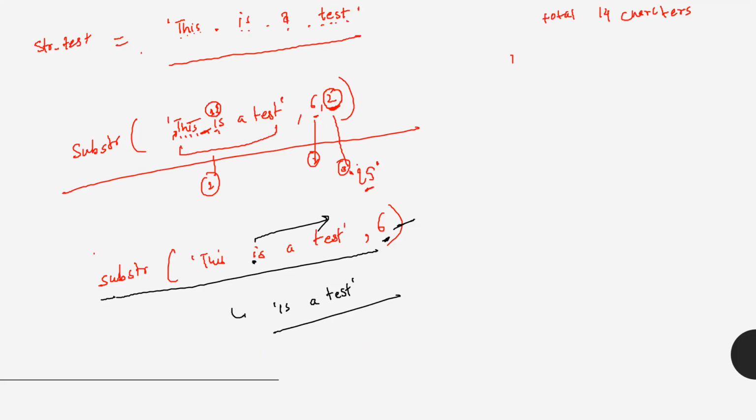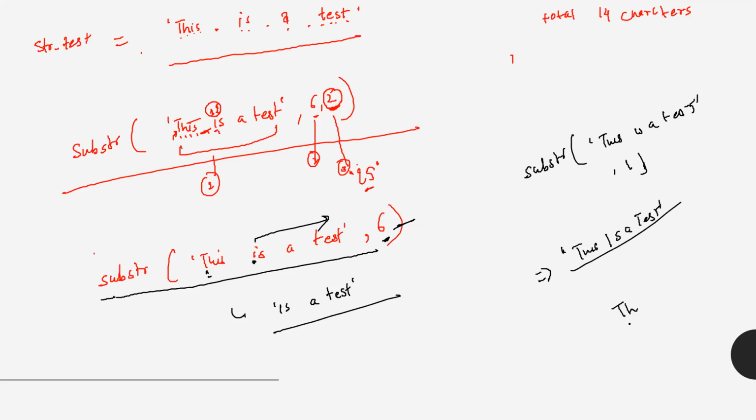How about the 1? If I put 1 instead of 6, then this complete string will be returned, because the first character of this string is T, and you have not mentioned the length of the string, so it will take all of the string till the end. If you do it like this, what will it return? It will return "this is a test", right? And if I put 1 comma 2, then it will return only T and H, right? Correct.